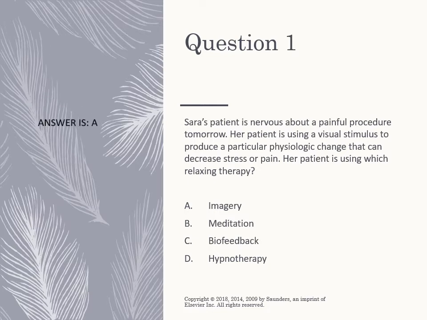The correct response is A. Imagery uses a visual stimulus to produce a physiologic change to decrease stress and promote healing.